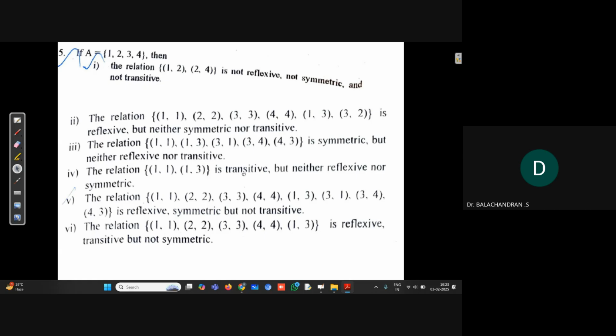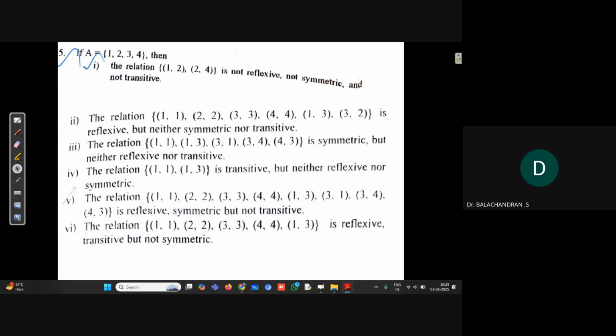So this relation is transitive. (1,1) and (1,3) means (1,3) is here. Okay, but it's not reflexive. You know that (2,2), (3,3), (4,4) are not here. It's not symmetric because (1,3) is here, (3,1) is not here.